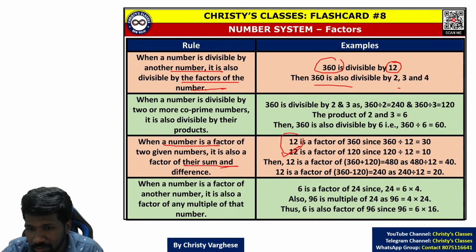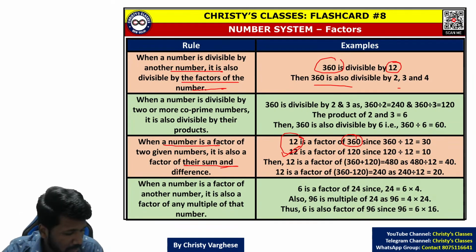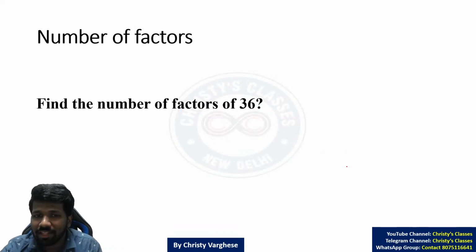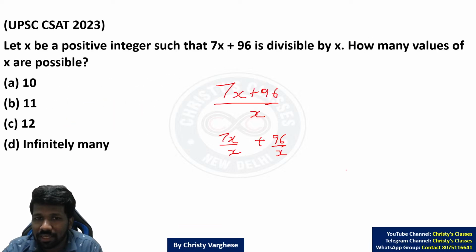also. For example, if 12 is a factor of 360, 360 is divisible by 12 now, and 12 is a factor of 120 also. Then 12 is a factor of 360 plus 120 also, or it is a factor of 360 minus 120 also. Same way in this question, what is the question saying? 7x plus 96 is divisible by x.